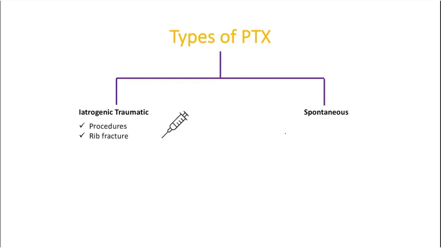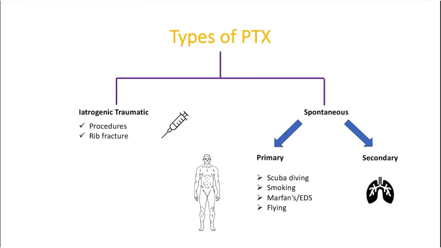The next thing that we're going to have a look at is the types of pneumothorax. There are two types: iatrogenic traumatic and spontaneous. Under iatrogenic traumatic, you have procedures such as central line insertion and chest drain insertion, and things like rib fractures. Spontaneous is further divided into two types: primary and secondary. The main causes for primary are things like scuba diving, smoking, Marfan syndrome, and even flying. Under secondary, you have causes related to the lung itself, such as asthma, COPD, and bronchiectasis.